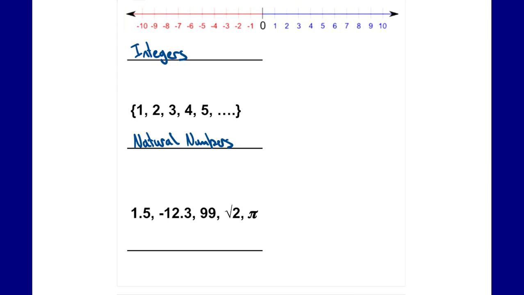And here we have kind of a combination. We have 1.5, -12.3, 99, the square root of 2, pi. These are all different types of numbers, and these are examples of what we call real numbers.